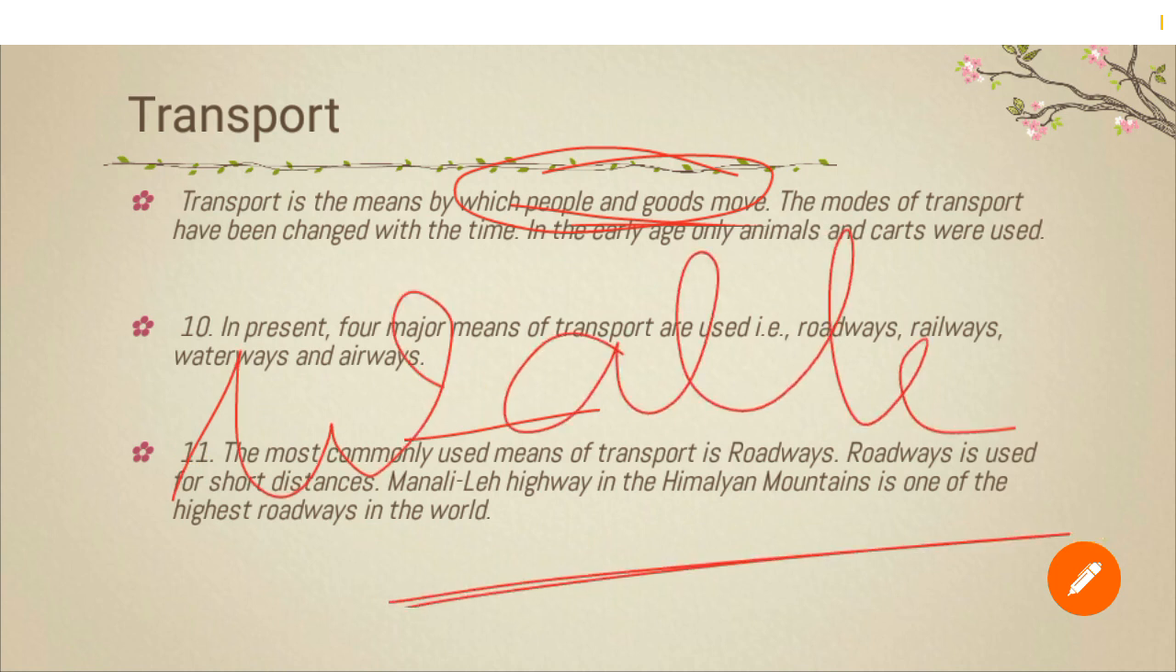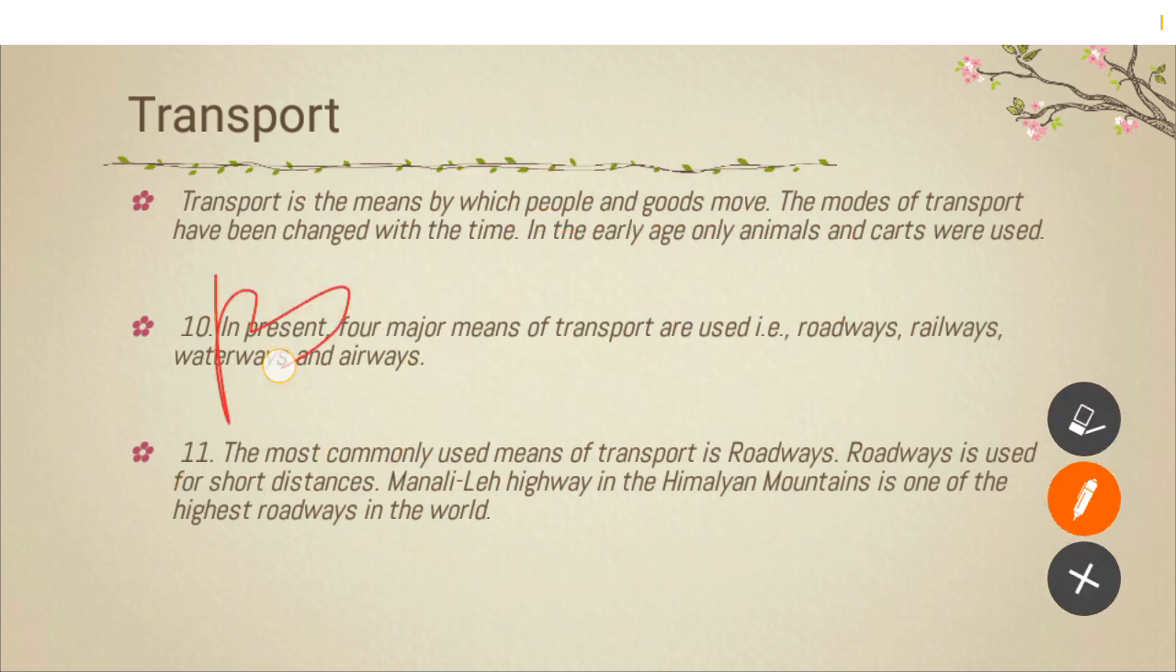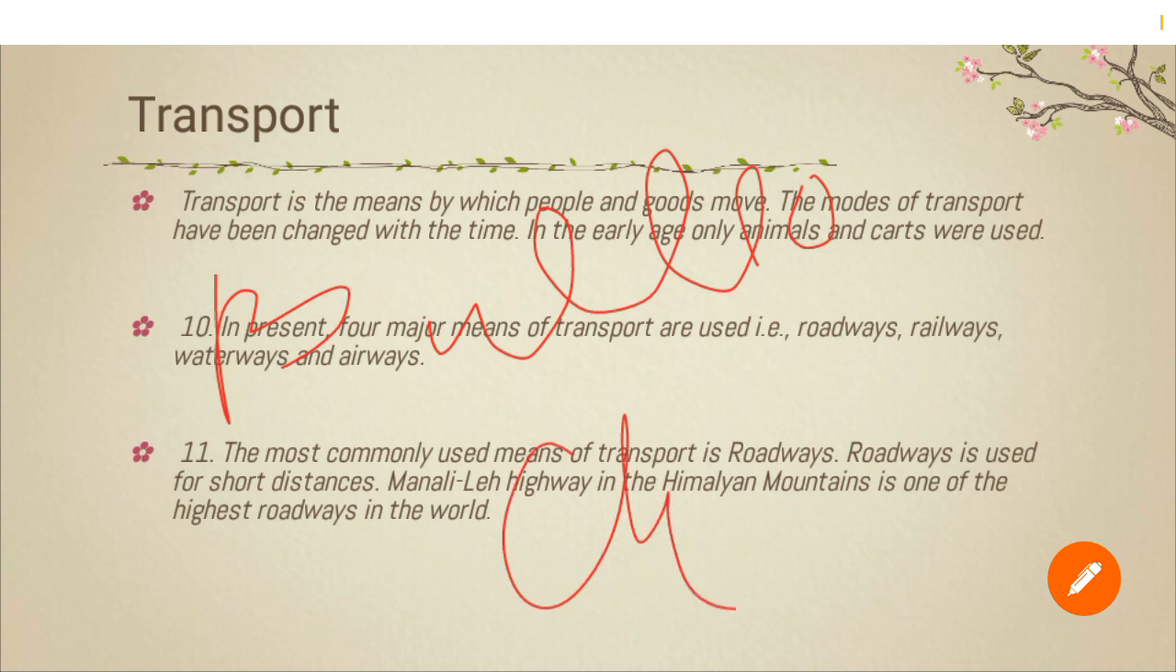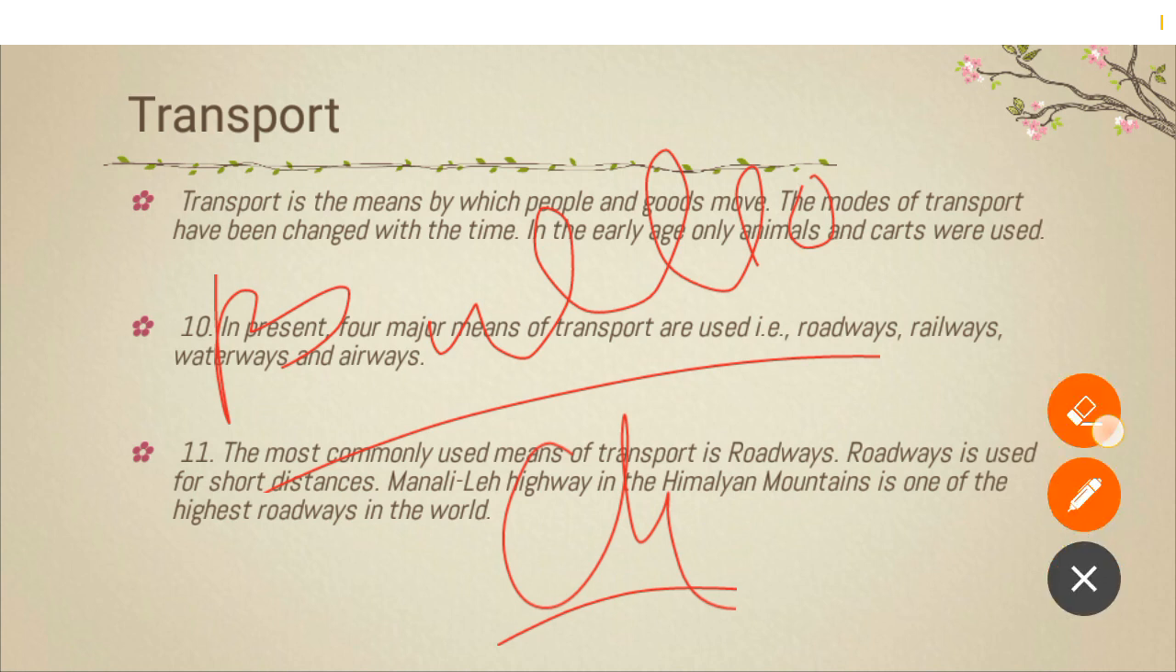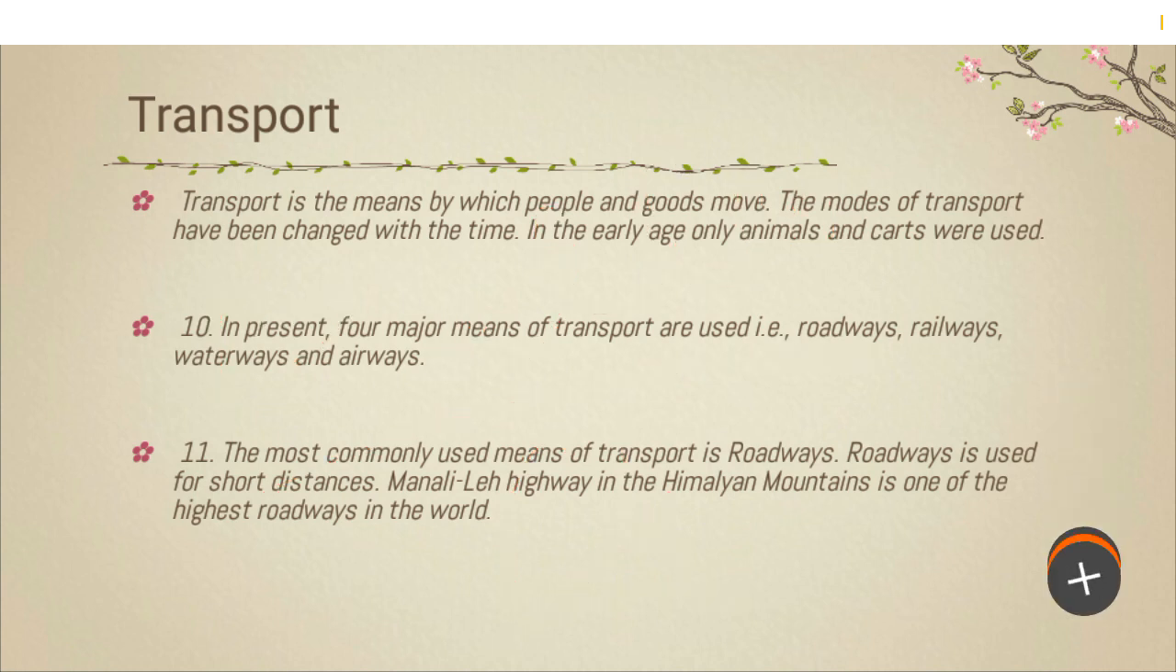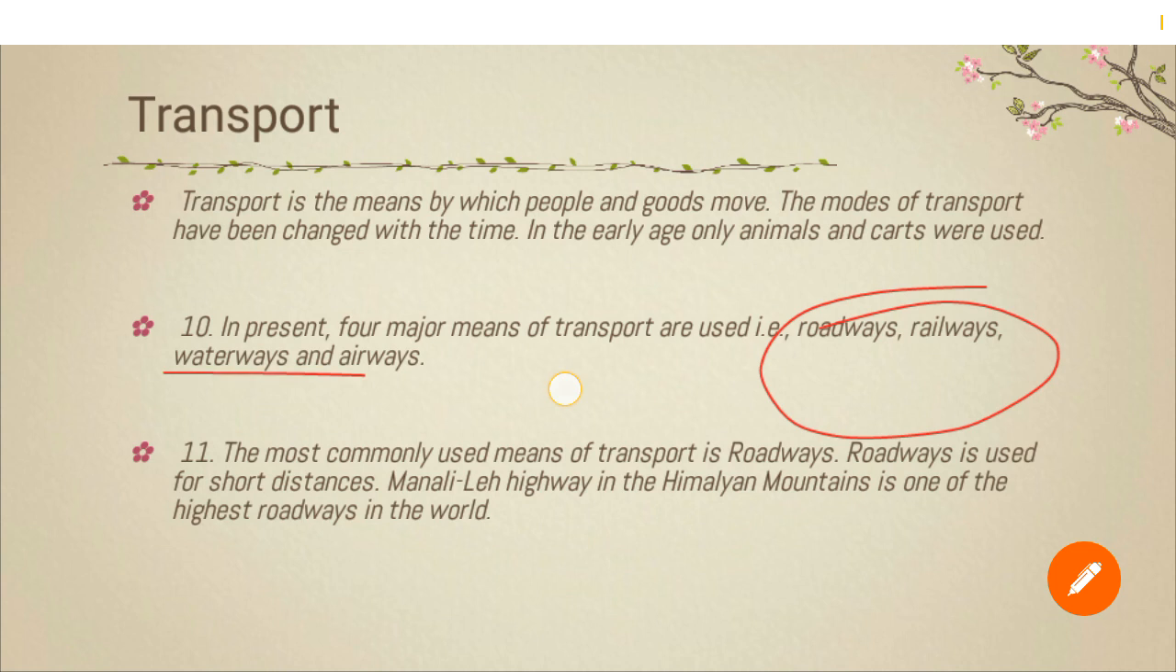And when the wheel was discovered, then bullock carts came. But transporting with bullock carts was expensive, so many people preferred walking. Now, four means of transport are there: A. Roadways, B. Railways, C. Waterways, and D. Airways. Okay, so the most commonly used mode of transport is roadways.